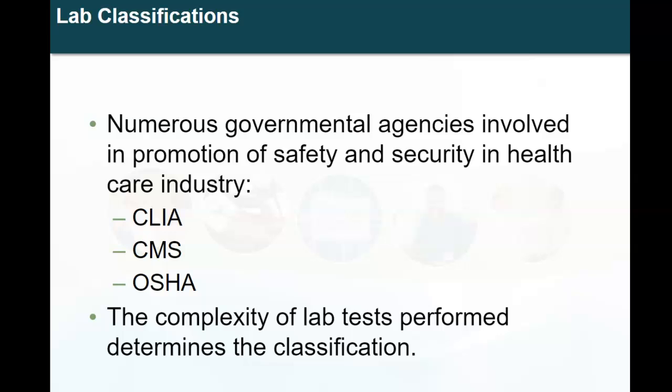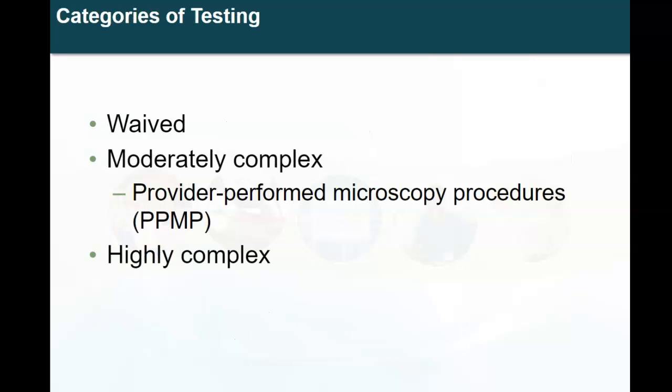So we will learn a lot about those as we move through the chapter itself. And if you have any questions, I encourage you to refer to chapter 42 in your textbook for more information on those three different branches, or government agencies rather. So the complexity of lab tests performed determines the classification. So what that means is however complex the test is determines what category it falls under. So the different categories of testing are waived, and then moderately complex, and then highly complex.